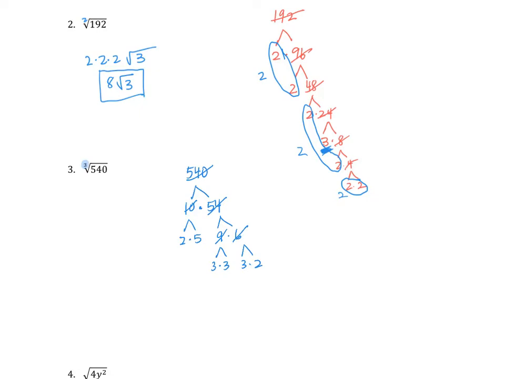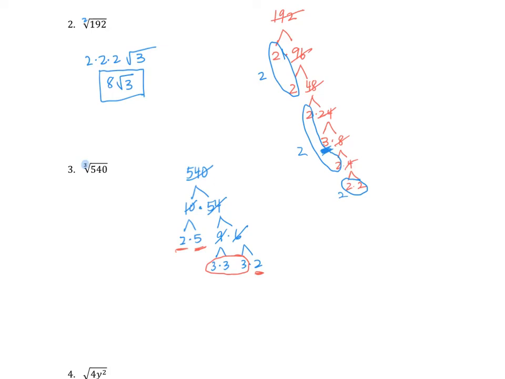So now I have all prime numbers at the ends of my branches. So remember that we had a cube root. So that means we're looking for groups of 3. So in order to come out of the radical, there has to be 3 of them. So notice we have 3 3s. That's the only thing that we have 3 of. We have 2 2s, but that's not enough. And we have 1 5.